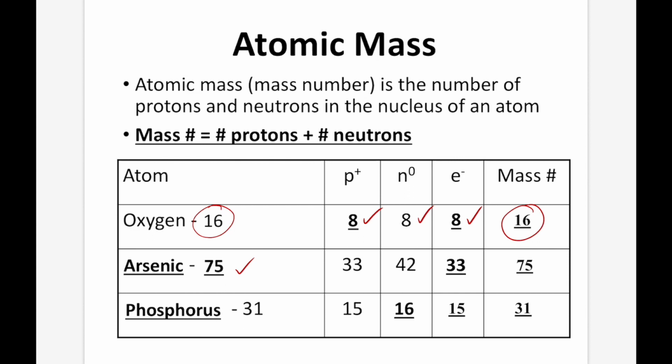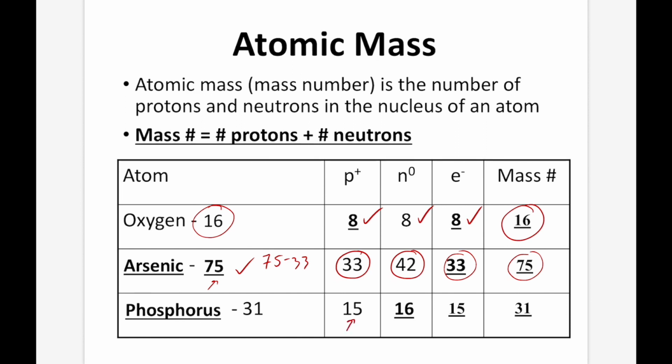The atomic number of arsenic is 33, so we find that on our periodic table. To find the number of neutrons, we're going to take the mass, which is 75, and subtract 33. When you take 33 away from 75, you find out that it has 42 neutrons. If it has 33 protons, it's going to have 33 electrons, and then its mass number, as we can see, is right here, 75.